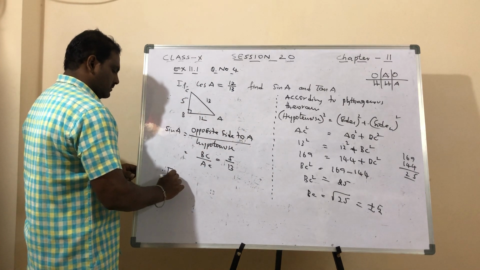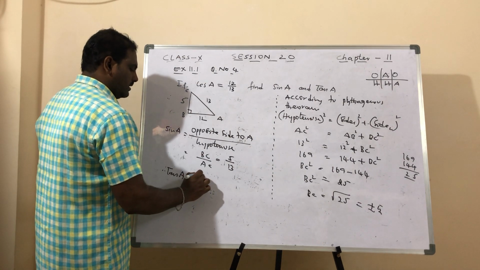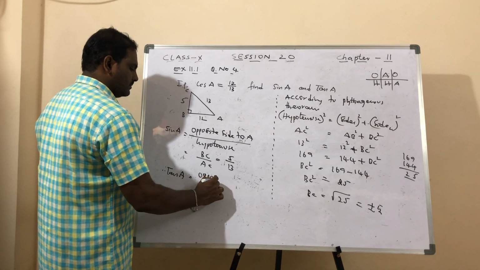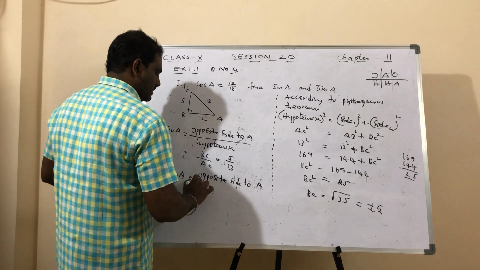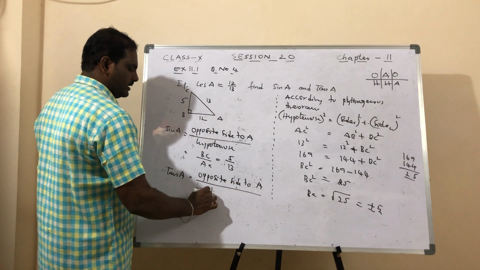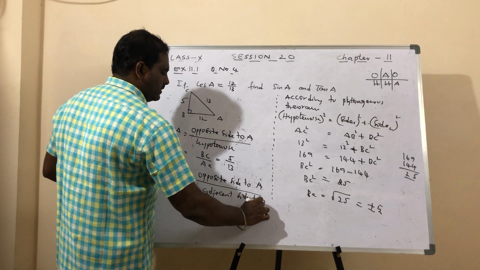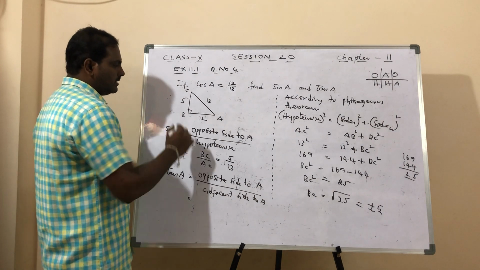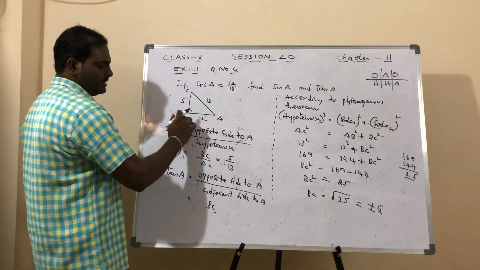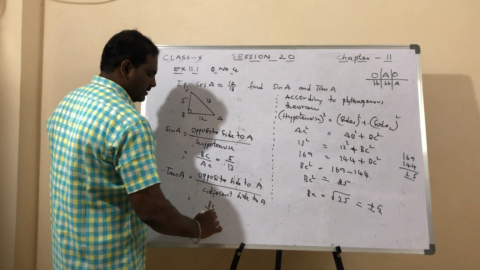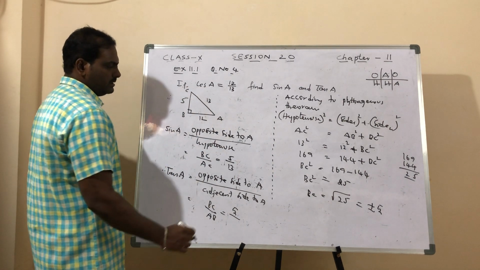Tan. So tan A is equals to. What is the formula? Tan A, opposite side to A by adjacent side to A. What is the opposite side to A? BC by AB. So what is BC? It is 5 by 12.